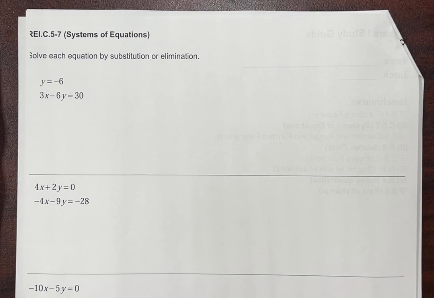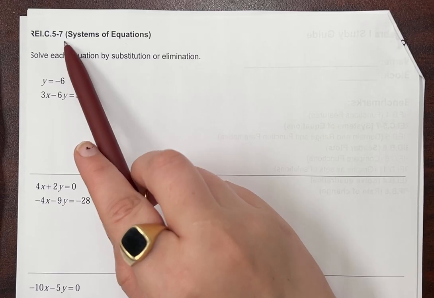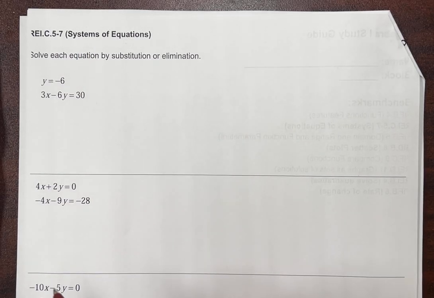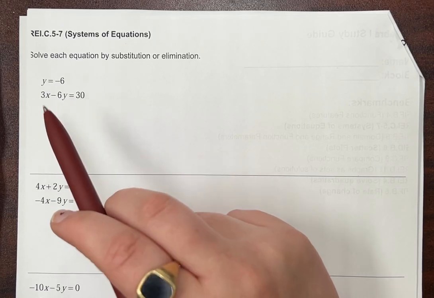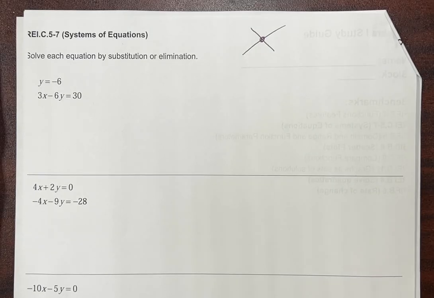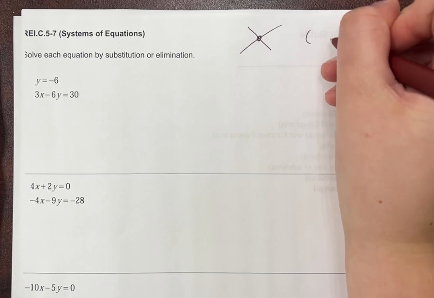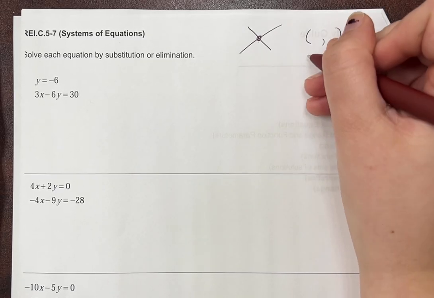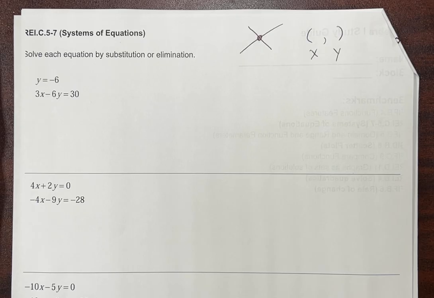So we are on part 2 of our study guide. We're looking at REI.C.5-7, which is systems of equations. Systems of equations is basically when you have two lines and the solution is where they cross, where they intersect. So that is going to be our point. So our solution should look like a point. We should get an X, we should get a Y. That is what our solution should look like for systems of equations.